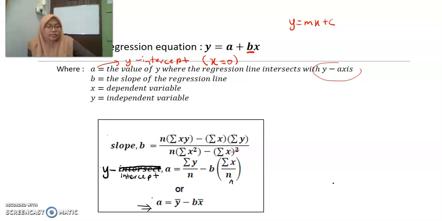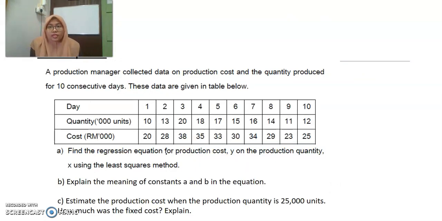Okay, let's try the example here. A production manager collected data on production costs and the quantity produced for 10 consecutive days. These data are given in the table below. So question A, find the regression equation for production cost y on the production quantity x using the least squares method. So for question A, you must find the regression equation. So that is the linear equation, y equals to a plus bx.